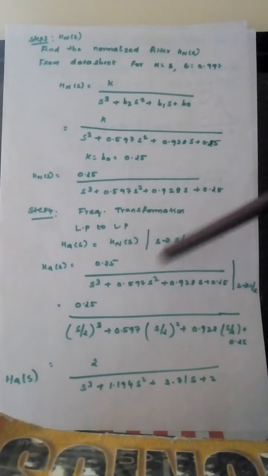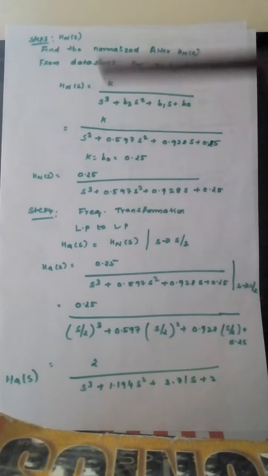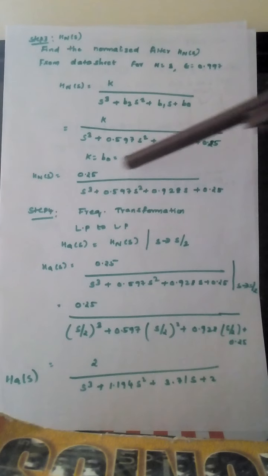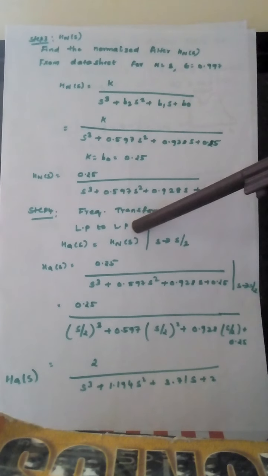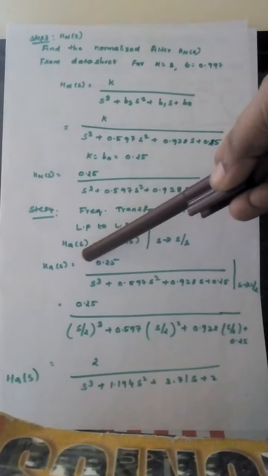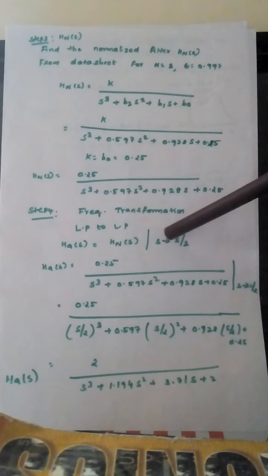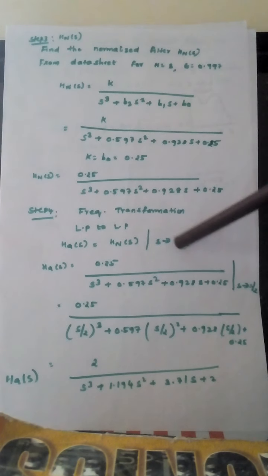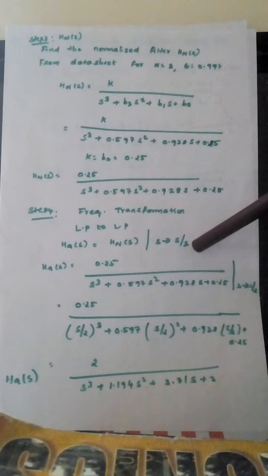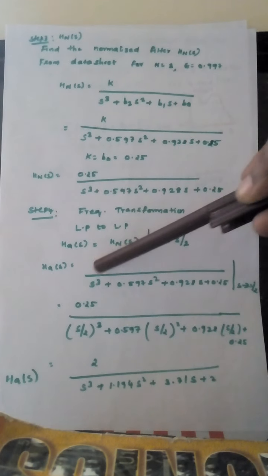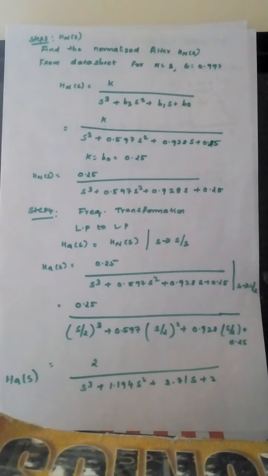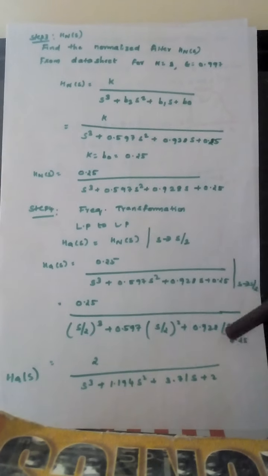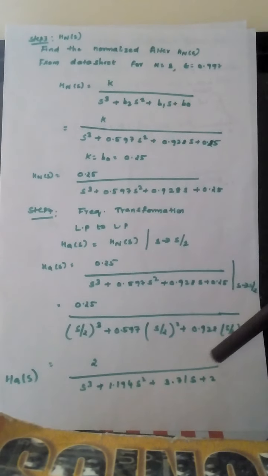Next step, we have to find out the frequency transformation. Again in the question they didn't mention anything, so we just go for low pass to low pass. So we are finding out HA of S. Here the S value will be replaced by S by omega C. Omega C is nothing but omega P here. Omega P value is 2 radian per second, so it is S divided by 2. In this transfer function, your S value will be replaced by S by 2. If you replace it here, we get the transfer function of the system.